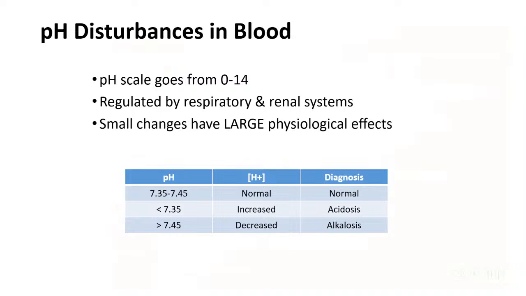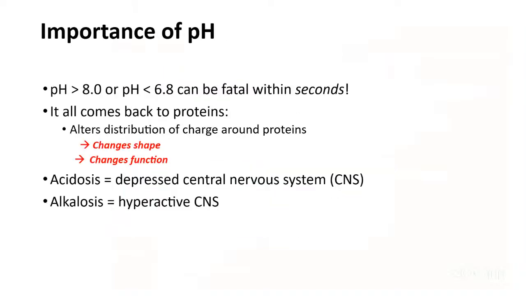For our opposite side, right, at the higher ends, we have our bases. So if we get above 7.45, we're going to refer to that as alkalosis. So that really means that we don't have enough acid, right? We're becoming too basic, we're becoming alkaline on the opposite side. Okay. Now, if you get too out of balance, this is fatal, and it's fatal fast, right? Just a couple of seconds, if you get above 8 or below 6.8, are going to be fatal.